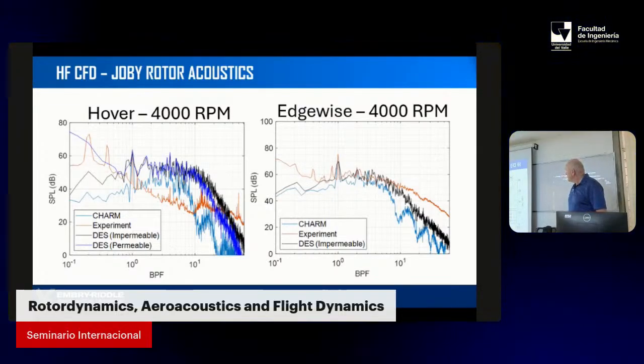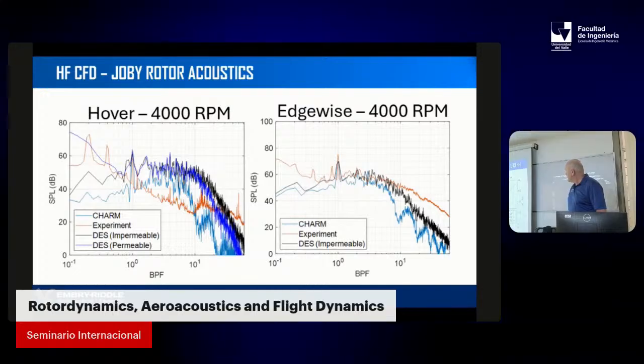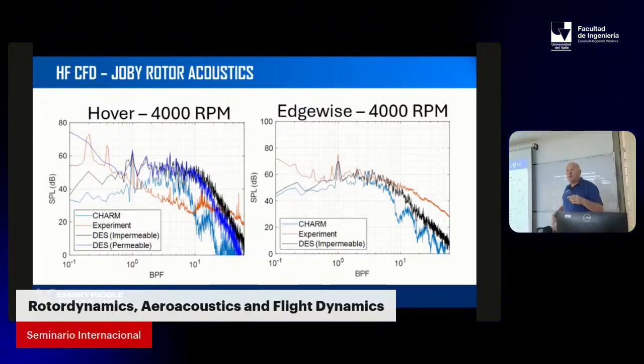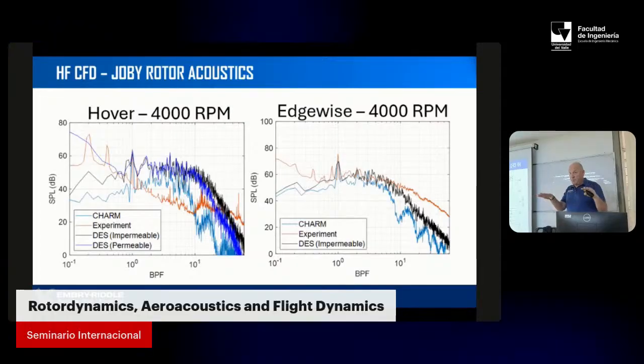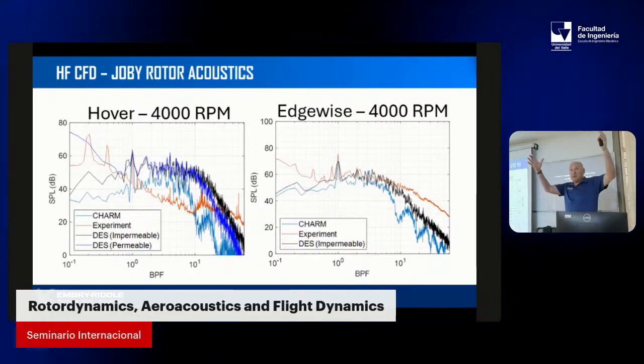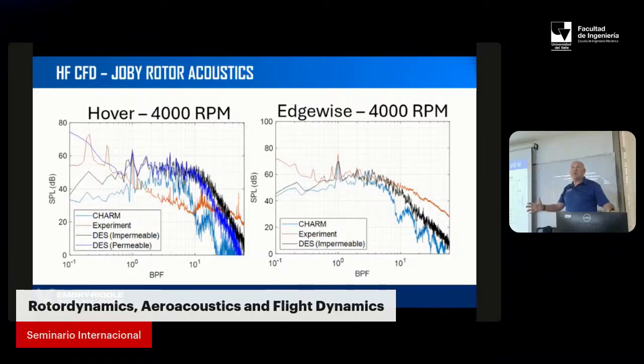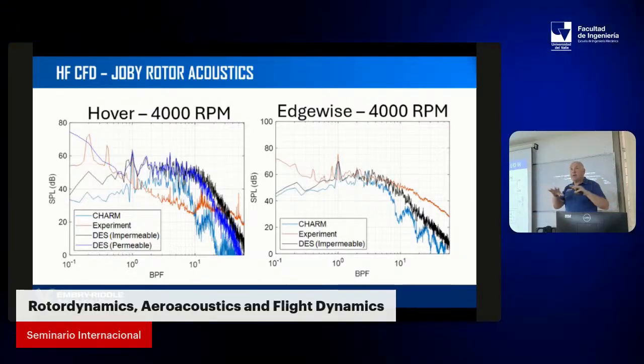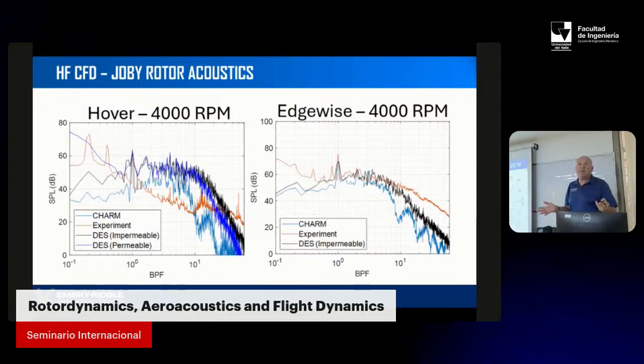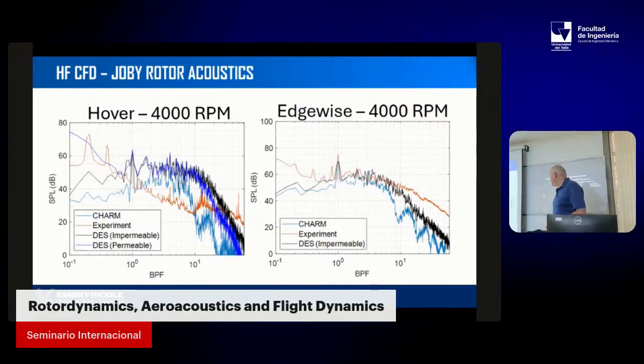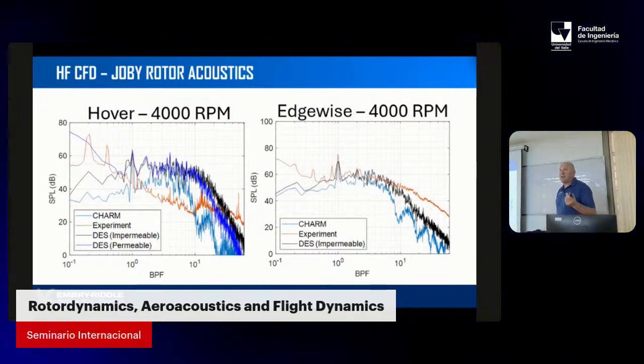One question: what is the difference between DES impermeable and permeable? That's what I was explaining. You either put the control surface right on the surface of the blade and you predict acoustics, or you put the control surface surrounding the rotor. That's called permeable. It's not coinciding with the blades. So it's just terminology they designed. I would just say outside control surface, but anyways.